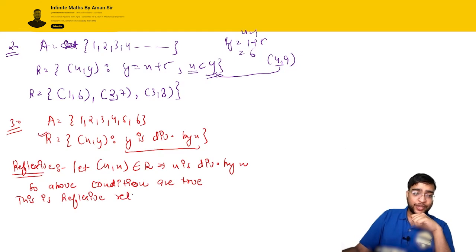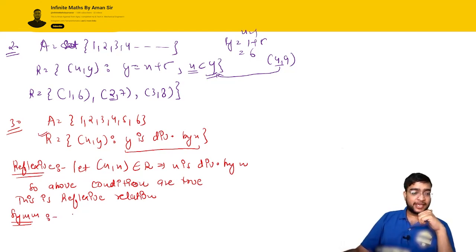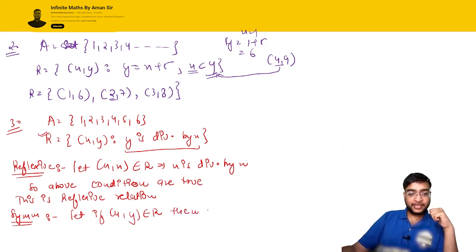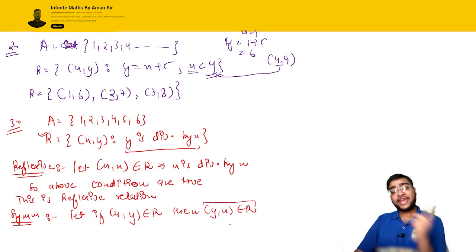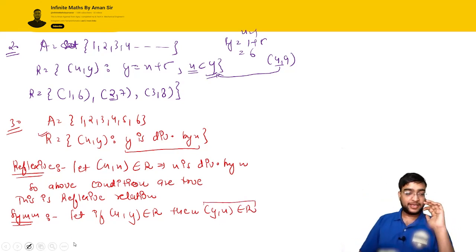Let us take the symmetric one here. Let the condition be: if x comma y is in my relation, then y comma x is also in my relation. What I am trying to prove is that y comma x is also in my relation. This is the letting condition.